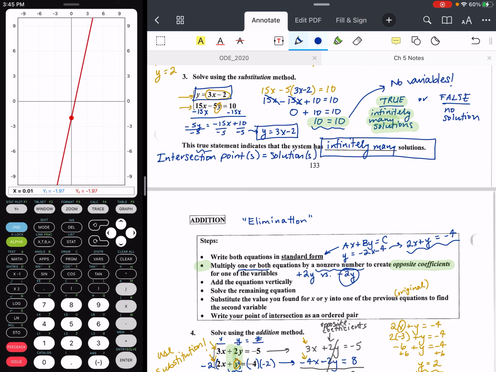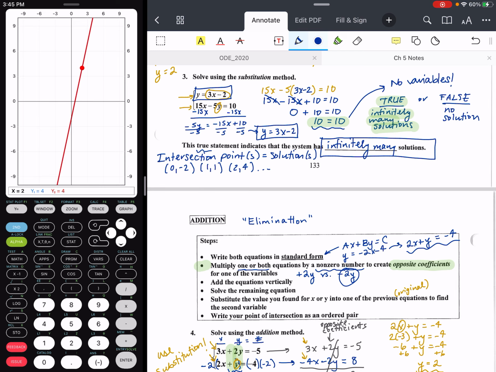Okay, so let's list some intersection points. So using the trace function, these lines intersect at 0, -2 because they're the same line. They intersect at 1, 1 because they're the same point. They intersect at 2, 4 because they're the same point, or they're the same line. And I could do this all day, literally until I die, because there are an infinite number of points where these lines intersect, right? So that's what we mean when we say there are infinitely many solutions.